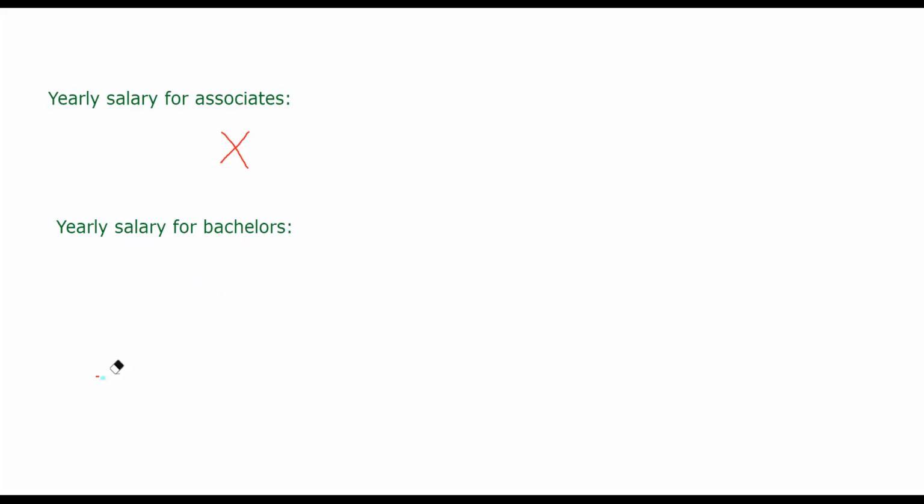Not 45, but 25. Exactly. Very good. That's exactly right. So you think, well, I need a new variable. No, you don't, because you were told that someone with a bachelor's makes $25,000 per year more than someone with an associate's. And X is the amount for someone with an associate's.